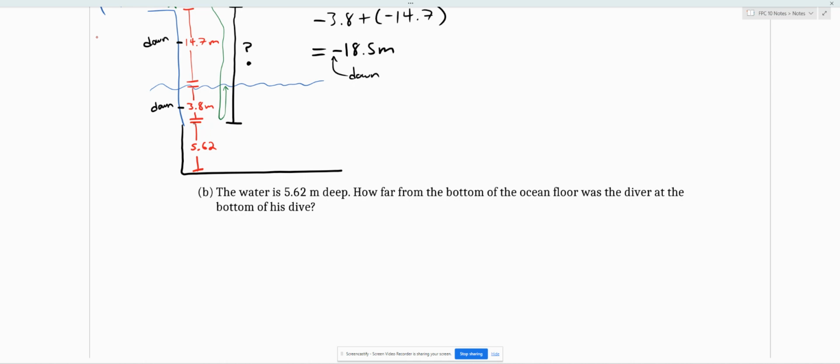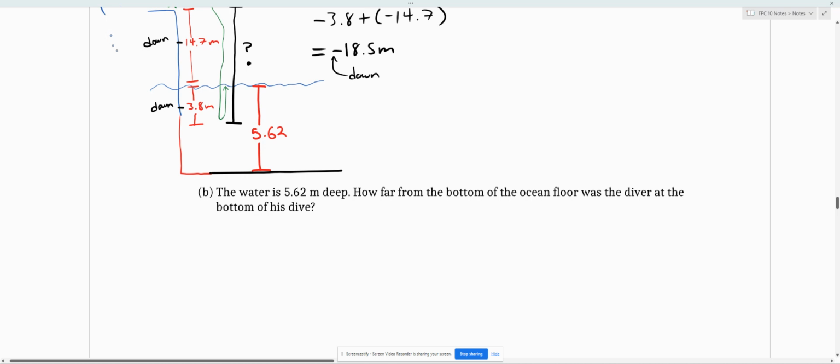Oh, sorry, apologies, I drew that picture wrong. It's saying that that's how deep it is. So let's fix that. So that's the depth. Let's just erase that. Okay, let's go back to what I had before, bring that down, and it's telling me that this depth is 5.62. So careful when you read the question, even for Mr. Tronis. So this distance here is now asking us how far from the bottom was I on my dive.